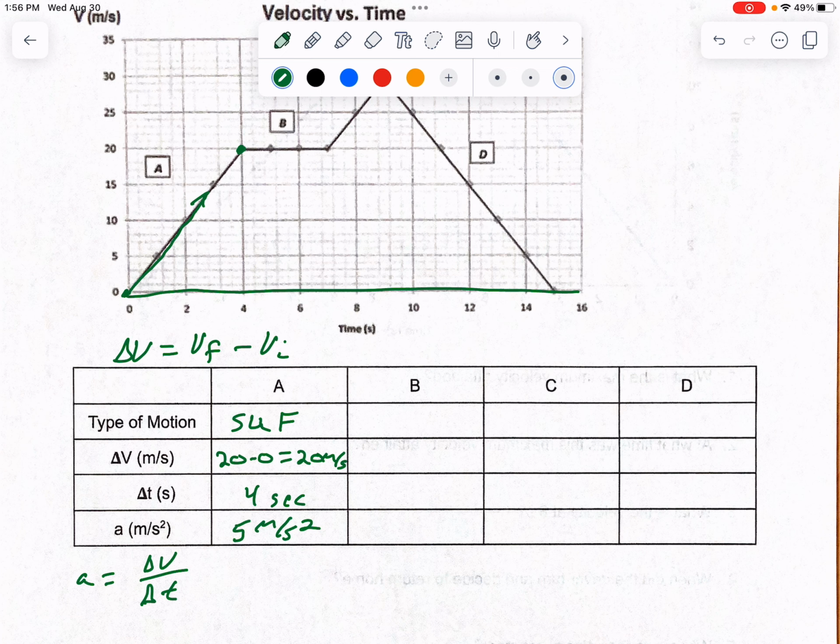Line B, looks like we stay at a constant 20 meters per second, so this is going to be constant velocity forward. What would my change in velocity be? So this is where you got to be careful. You ended at 20 and you started at 20. So your change in velocity is not 20. It would actually be 20 minus 20, which would be 0 meters per second. There was no change in velocity. And the time it took, we went from 4 to 7, so that's 3 seconds. So 0 divided by 3 is going to be 0 meters per second squared, which should make sense. If I have a flat line, that means I'm going constantly 20, so that's like cruise control. I'm not accelerating or decelerating.